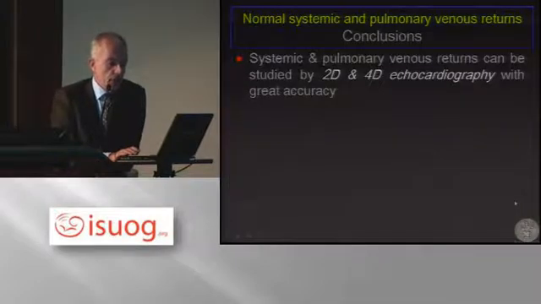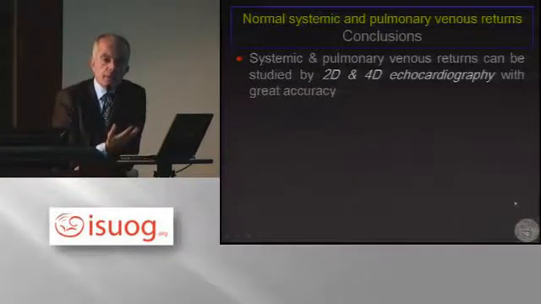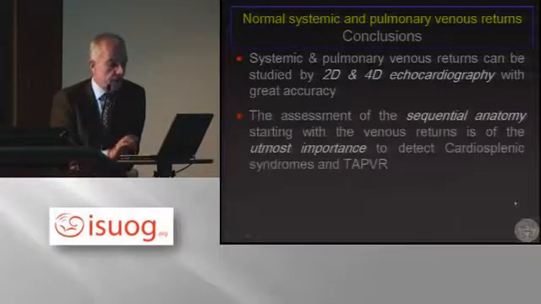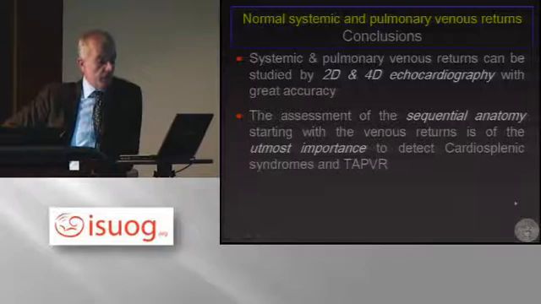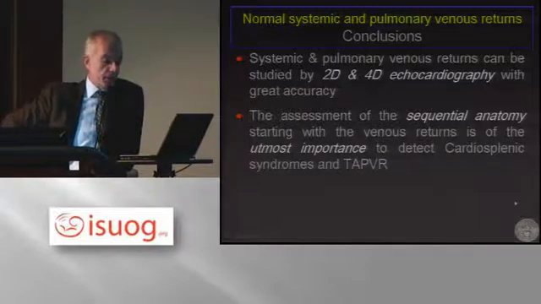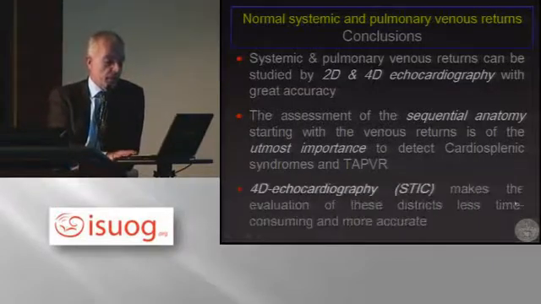So in conclusion, systemic and pulmonary venous return can be studied both by 2D and 4D echocardiography. As I told you before, use of very sensitive bidirectional power Doppler also in 2D makes this study, our lives, much simpler than before. The assessment of the sequential anatomy, and Jolene will speak about this just after the break, starting with the venous returns, is of the utmost importance to detect cardiopulmonary syndromes and total anomalous pulmonary venous return.